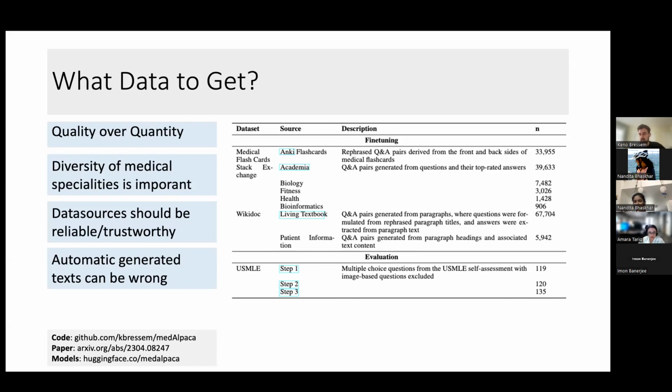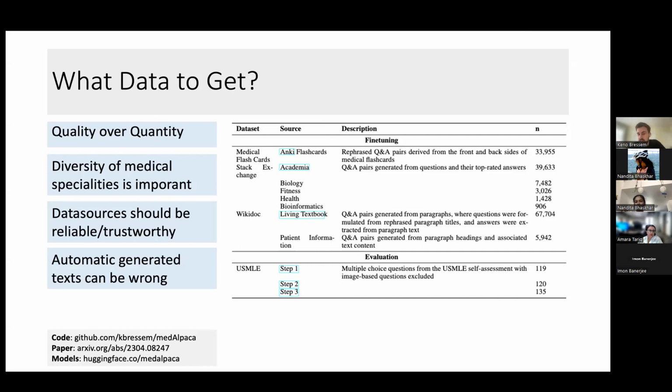We used Stack Exchange, which usually has very high quality, so 5 Stack Exchanges which are somehow loosely connected to medicine. And Wikidoc, which is a Wikipedia-like online wiki. The main thing which differs from Wikipedia is that here medical professionals are writing the articles, and they also have kind of a review system.